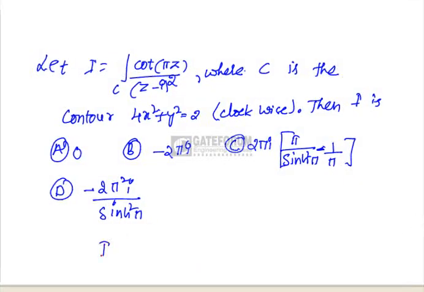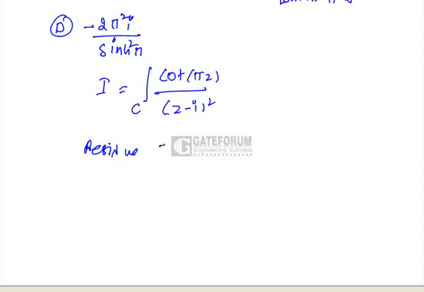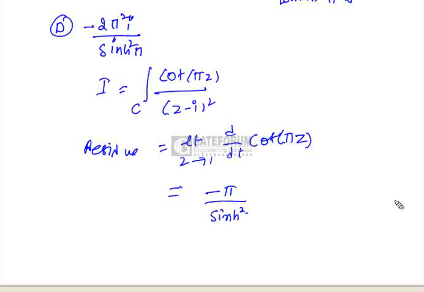Now in this problem, I is given as the integral over C of cot of pi z by z minus i whole square, where C is the contour 4x square plus y square equals 2 in clockwise direction. Then we have to find the value of I. In order to find the value of I, first we'll find the residue of the given function. Now residue of this function will be limit z tends to 1 of d by dz of cot of pi z, which equals minus pi by sinh square pi.